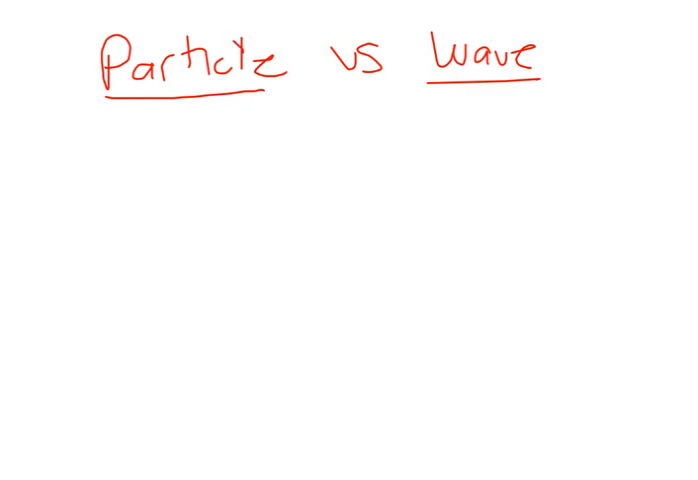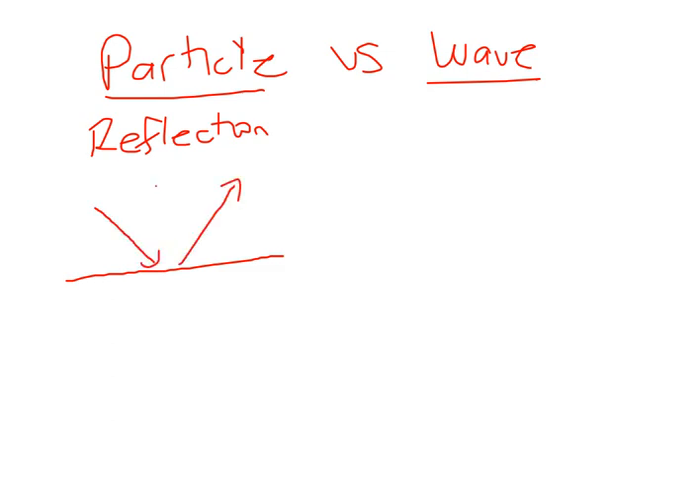Evidence for light being a particle would be something like reflection. We spent some time talking about how if you have a mirror and a wave comes bouncing in, it makes sense that it just bounces right back out at the exact same angles of incidence and reflection. We even talked about some properties of curved mirrors, like this concave mirror. That would be evidence that light's a particle because it bounces off of things.